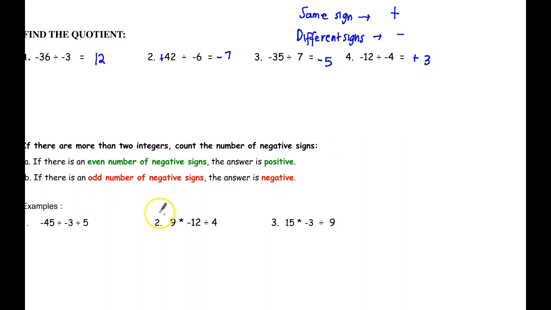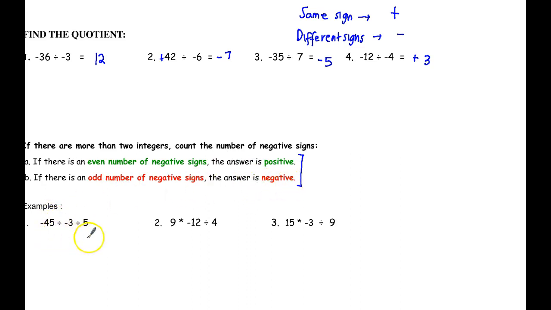Okay, so sometimes you'll be multiplying or dividing more than 2 integers. If that's the case, you would have to remember these 2 reminders. If there is an even number of negative signs, the answer is positive. So all you have to do is to count the number of factors with negative signs. If that number is even, the sign of your answer here would be positive. If the number of negative signs is odd, the answer is negative.